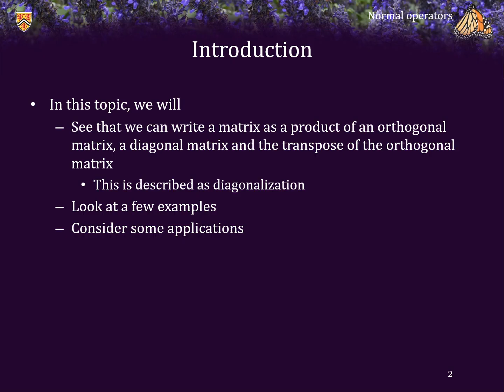So in this topic, we will see that we can write a symmetric matrix as the product of an orthogonal matrix, a diagonal matrix, and the transpose of that orthogonal matrix. And this process will be described as diagonalization. You will see that this allows us to examine how the matrix actually affects vectors in the vector space, and we'll look at a few examples and consider some applications.